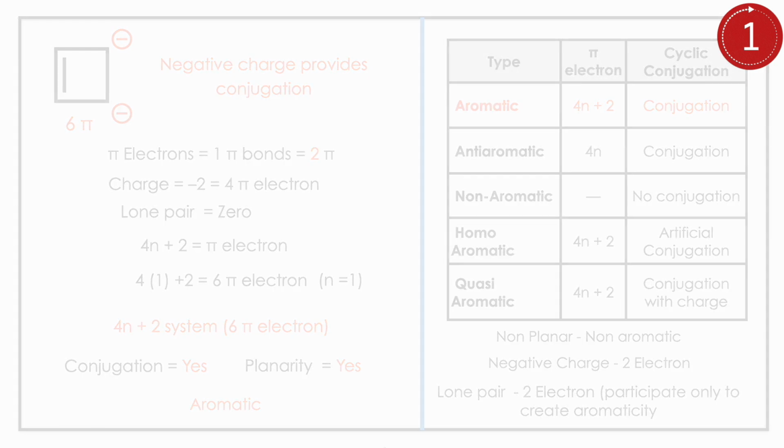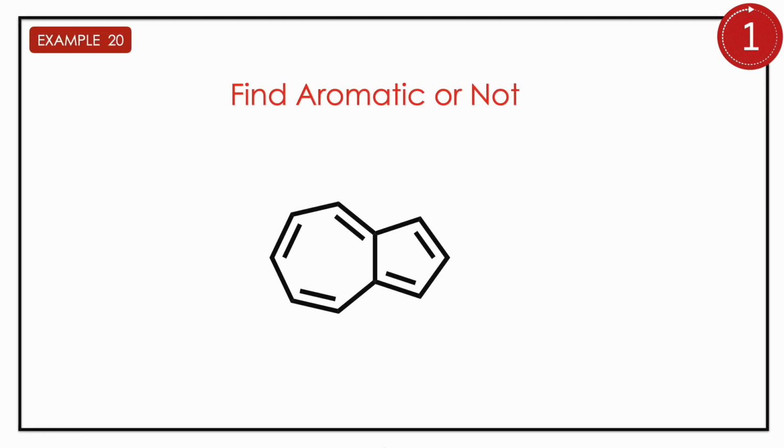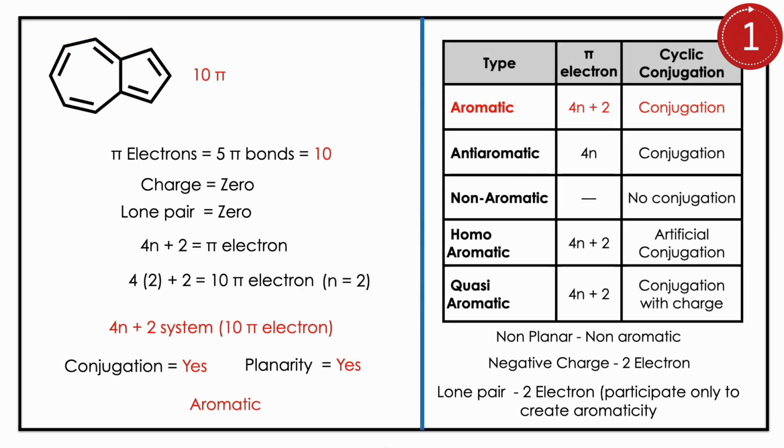Then the next example, you have a fused system, 7-member and 5-member. It is called azulene. You should find whether azulene is aromatic or not. Azulene is a beautiful cyclic system with 10 pi electrons. There are 5 pi bonds, so totally 10 pi electrons. No charge, no lone pair.